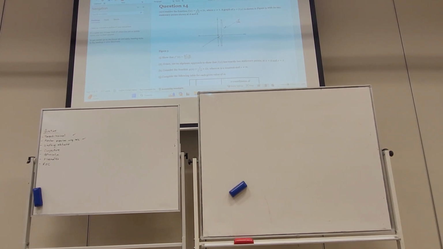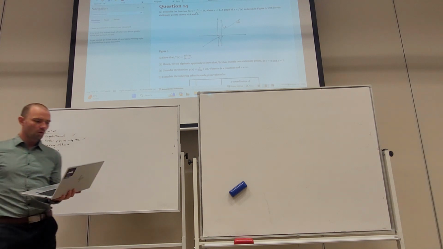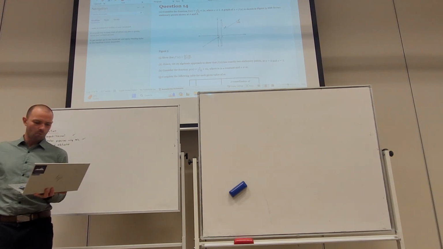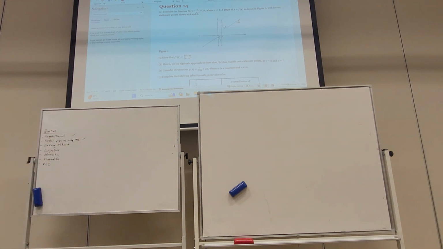So, consider the function f(x) = 2/(x-1) + 2x. A graph is shown below with two stationary points at A and B. So there we go, and we read this carefully. It's talking about stationary points, so already we should hold that in our mind. Now, part 1. Show that f'(x) is this.